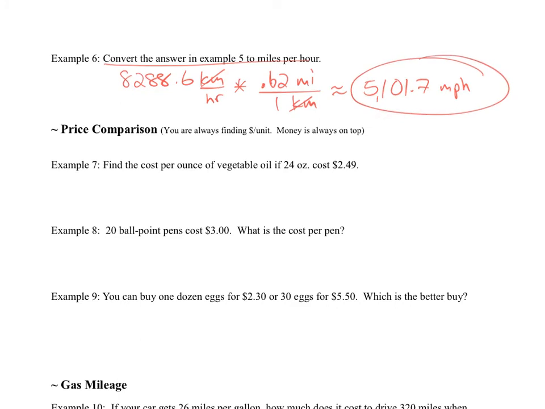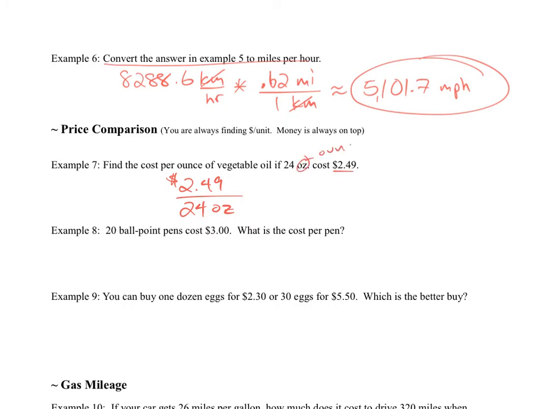Moving quickly to these last few examples with price comparison. You're always finding money per unit, and this is important. Money is always going to be on top. So for example, example 7, find the cost per ounce. Money divided by some unit of vegetable oil if 24 ounces costs $2.49. So we want the money on top here. So we have $2.49 and we have 24 ounces, which is abbreviated OZ.